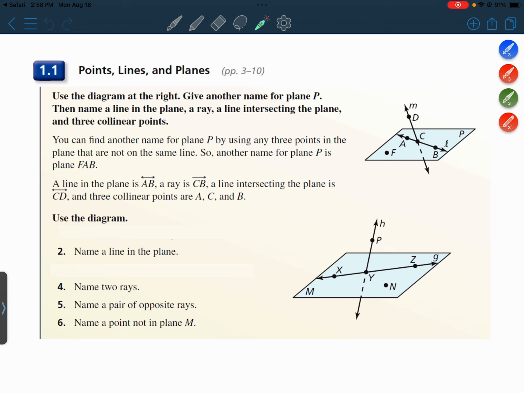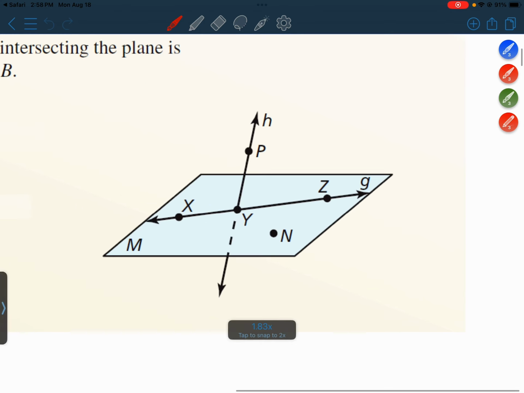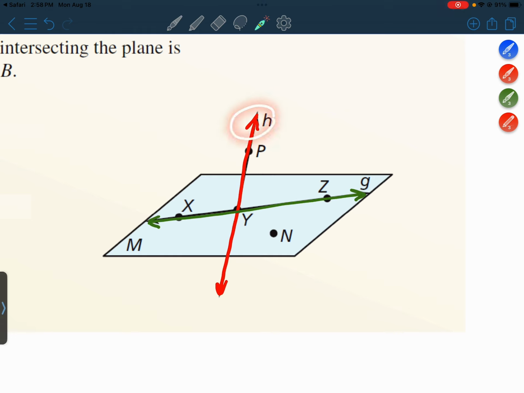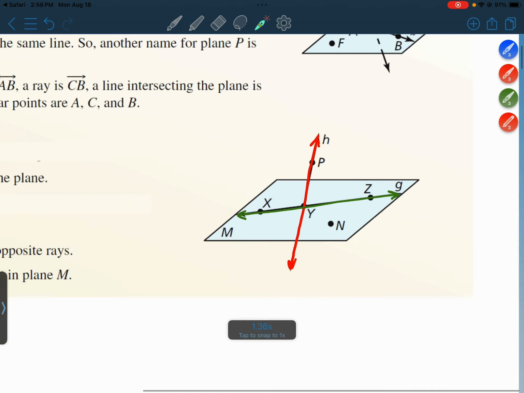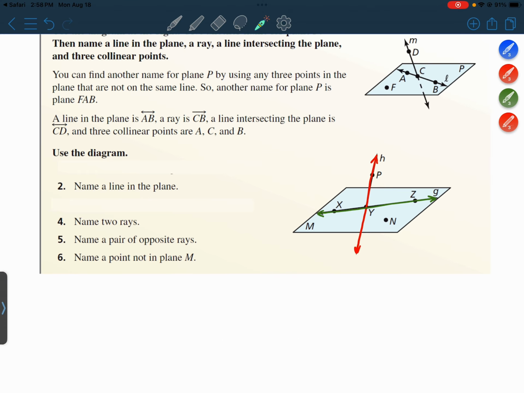All right, so the first question here is we want to basically name a line. Now there's a couple options here. I see a line that's going mostly in the up-down direction, and there's a second line that's going left to right. Now remember that lines extend infinitely in both directions, so you're going to see arrows on both ends.